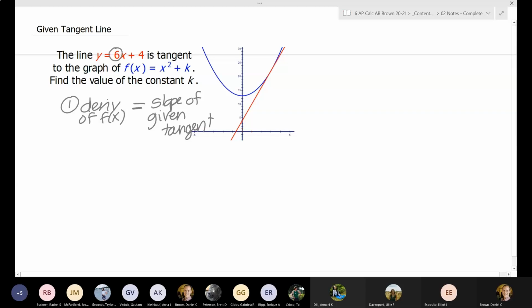And then the other equation, because you do normally have a system of equations in a way, the second equation, the theory behind it is when you have a tangent line and a graph, they touch right here.